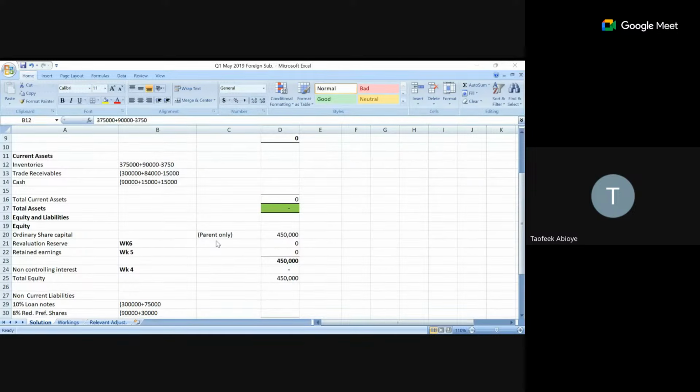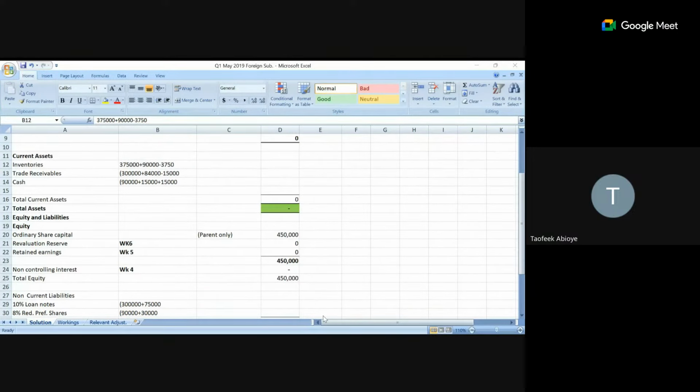Our additional information 3. If you look at it very well, the examiner told us expressly that there was a revaluation reserve. There was a revaluation reserve. However, that amount has been included in the financial statement. So naturally, it's something we can ignore since it has been included.